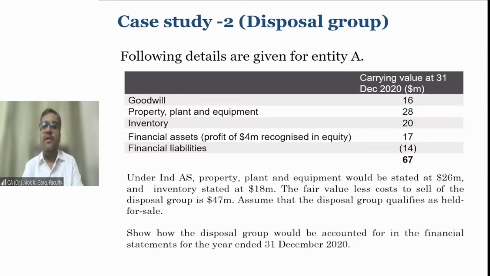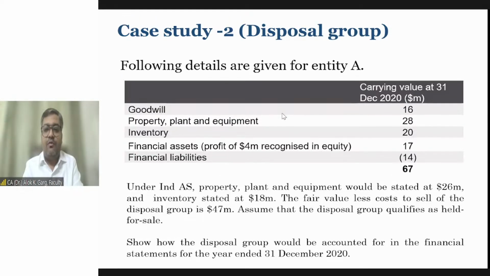Right? So what is the total of the assets? Because liability is also there. The total of the asset is 67 plus 14. We can say that the total of the asset is how much? 81. 81 is the total of the asset, right?